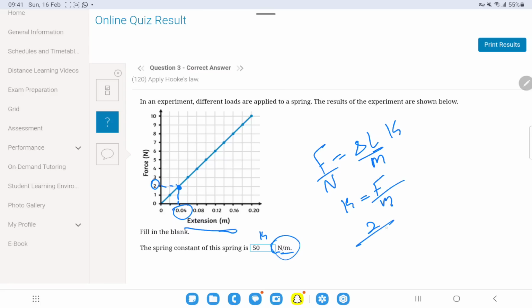Force here is 2 over 0.04. You get K equals 50. And that's the answer, that's your K.